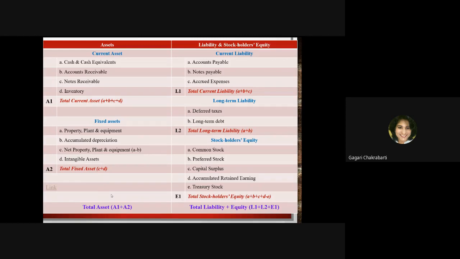Now, very briefly, we move on to the liability and the stockholders' equity. Within the liability side also, you have the long-term liability and the short-term liability or the current liability. The current liability or the short-term liability are those with a maturity period of less than 1 year.